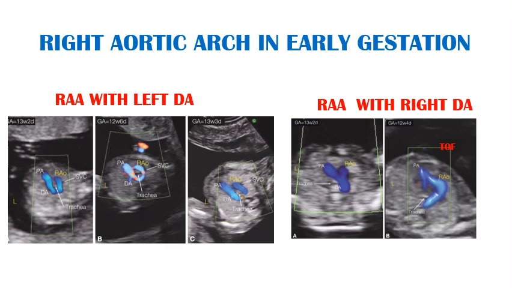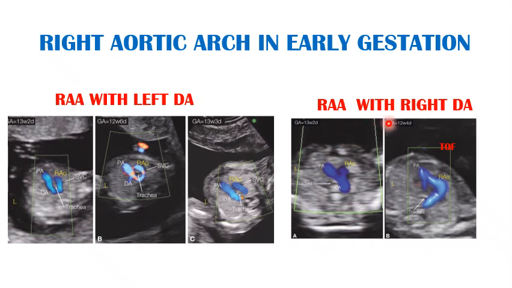Right aortic arch can be seen in early gestation. Like here, we can see at 13 weeks there is a U-shaped ring behind the trachea. At 12 weeks also we can see a U-shaped ring. In 13 weeks again a U-shaped ring is seen behind the trachea.